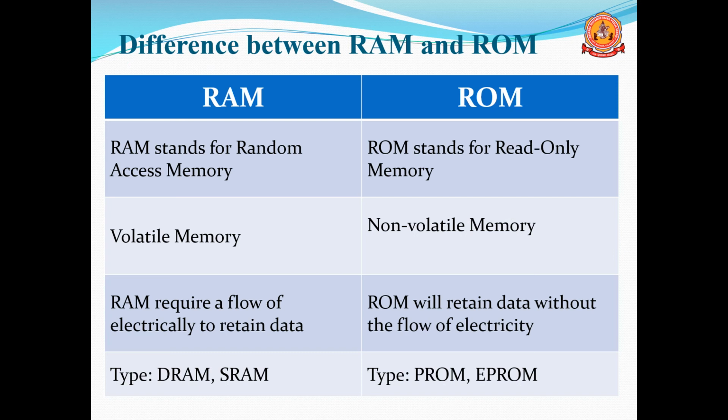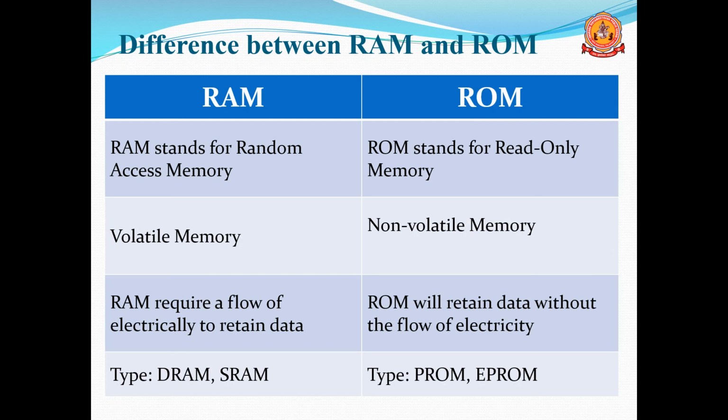Mainly because RAM uses semiconductor devices. If we use the ROM, it uses some magnetic materials. Then if we take the RAM, it is mainly of two types here: SRAM and DRAM, static RAM and dynamic RAM.